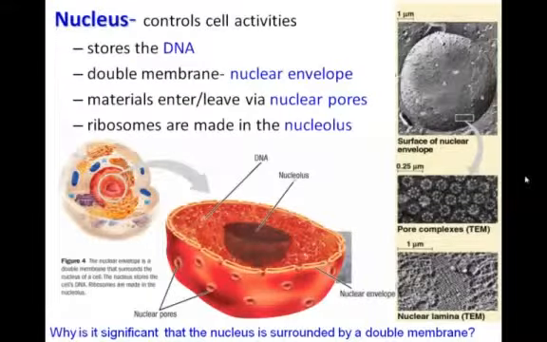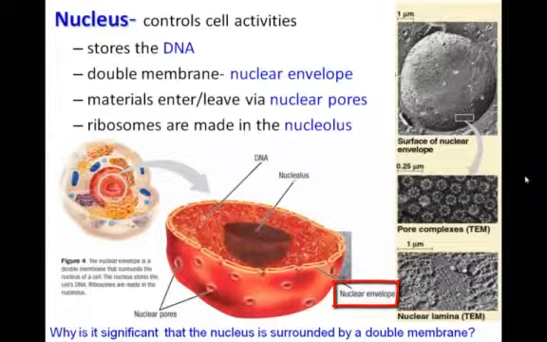Even though the cell has a bunch of different structures doing different jobs, there is one structure that is regulating and controlling the whole system, and that, of course, is the nucleus. It controls the cell's many different activities. Within the nucleus is the DNA. These are the instruction manuals for how to run the cell. The DNA is so precious that it's actually surrounded by a double membrane, which we will call the nuclear envelope.